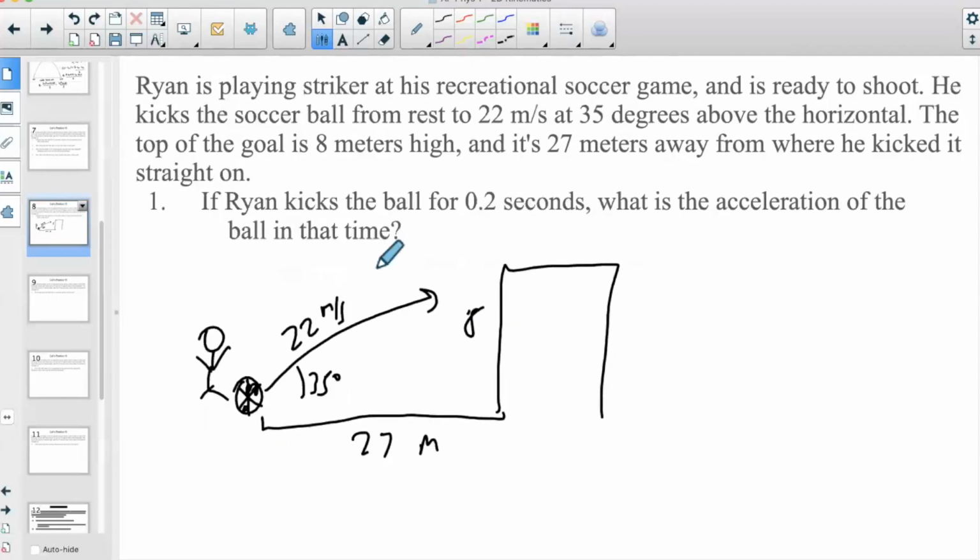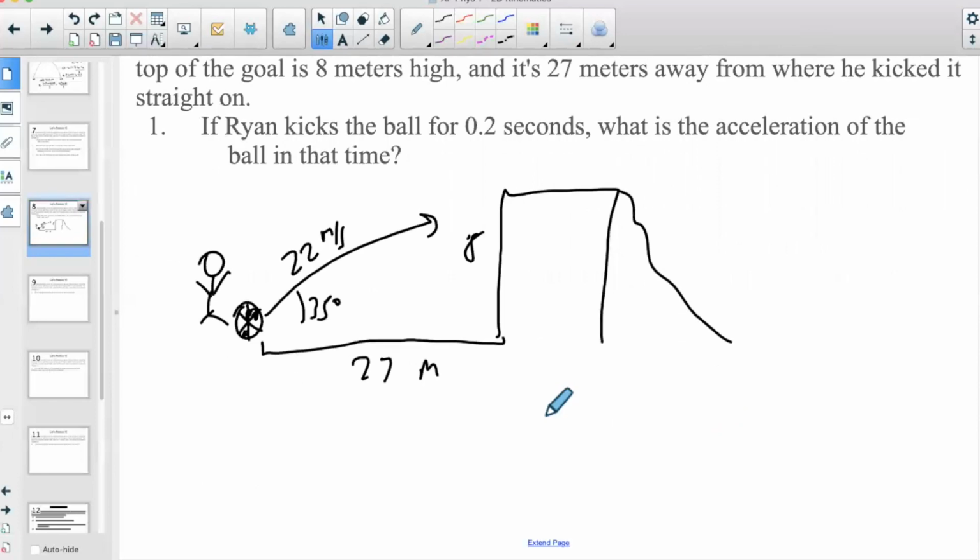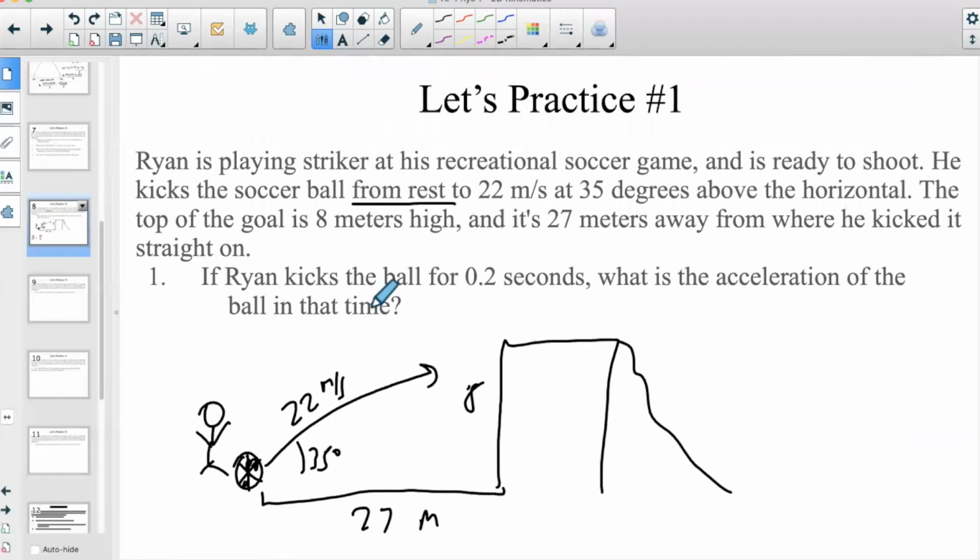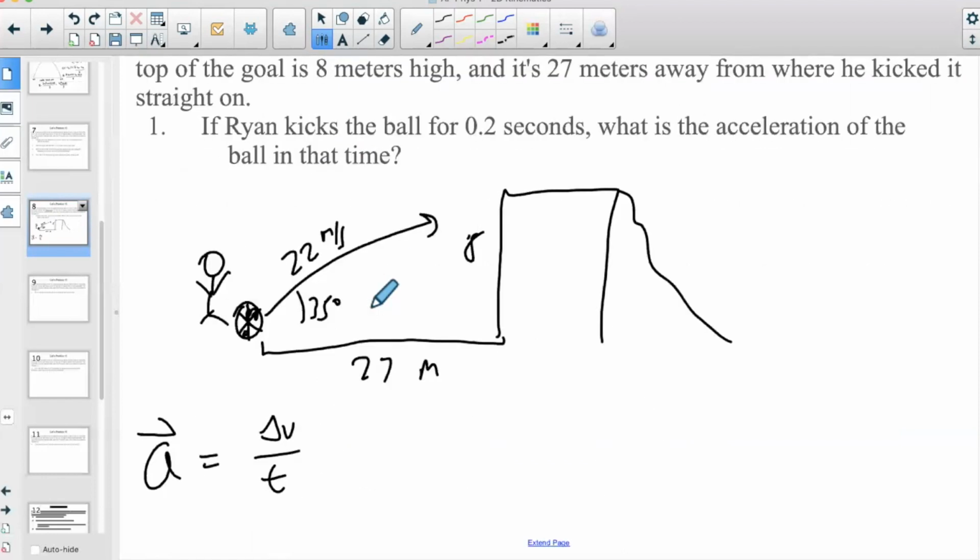But now this isn't really asking about any of this. It's asking if Ryan kicks the ball for 0.2 seconds, what is the acceleration of the ball in that time? Well, it's kind of a trick question. It's easier than it looks. We know that acceleration is equal to change in velocity over time. And since our initial velocity starts from rest, that means it's not moving, so that's just equal to v final over t. Now we can plug in our numbers here.